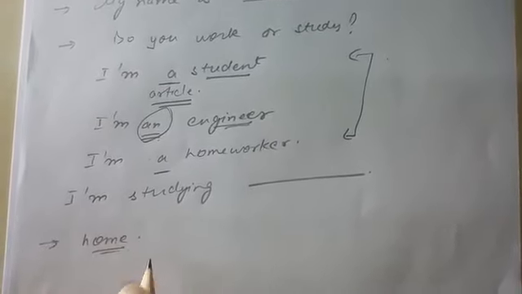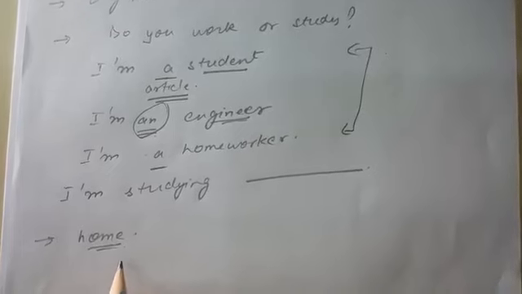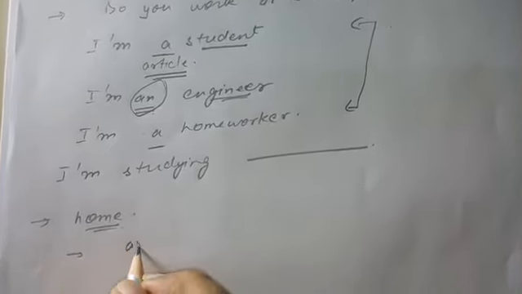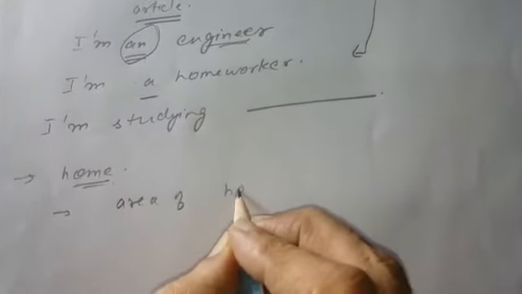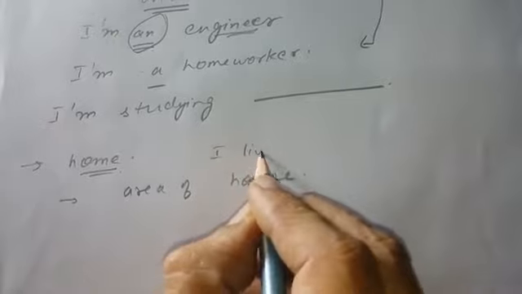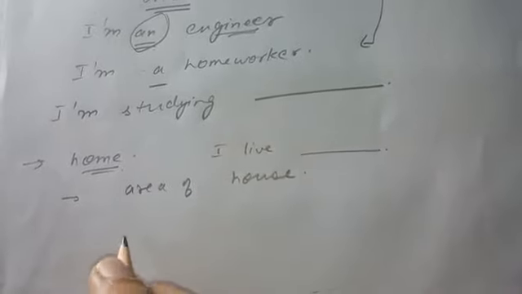Now sometimes they talk about your house also. Tell me about your home, or where do you live. So please do one thing. First describe the area of the house, that fine, or you can say that I live, and tell the address wherever you live.